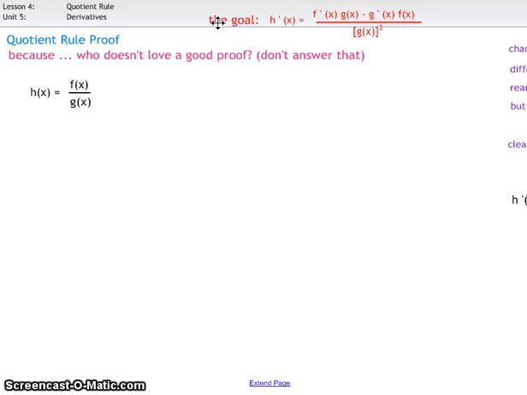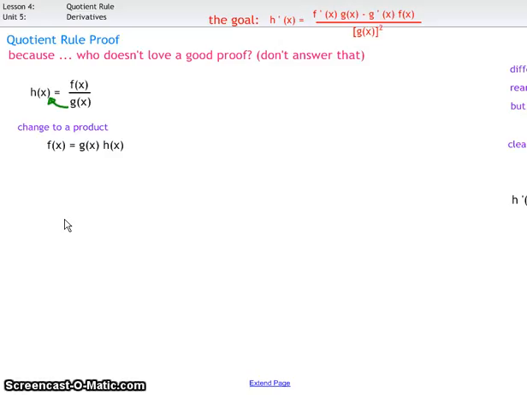The good thing is that with a couple of slick moves here, we don't actually have to go back to first principles. So the first thing we're going to do is change that original function to a product. Okay, so h of x equals f of x over g of x. We're just going to multiply up g of x to the other side there, and then flip around the order here. So then we have f of x equals g of x times h of x.